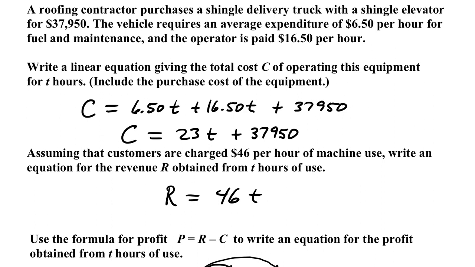Assuming that customers are charged $46 per hour of machine use, write the equation for the revenue obtained from T hours of use. So this one's real easy. $46 per hour, that's what the customers charge. This will be revenue, or the money coming in.